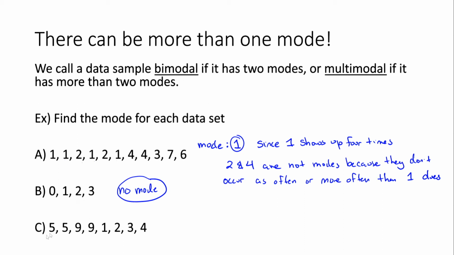Now we'll look at set C. 5 shows up twice and 9 shows up twice, so here we have modes 5 and 9. That's because the most often any value shows up in this data set is twice, and that happens with 5, and that happens with 9, and it doesn't happen with any other values, and there's no other value here that shows up more than 2 times.